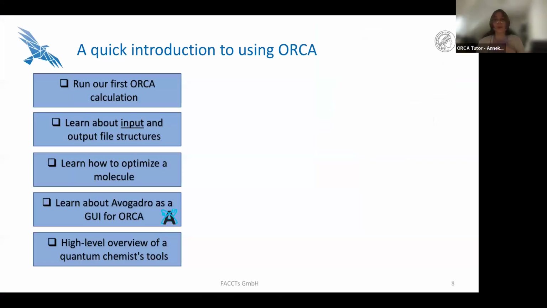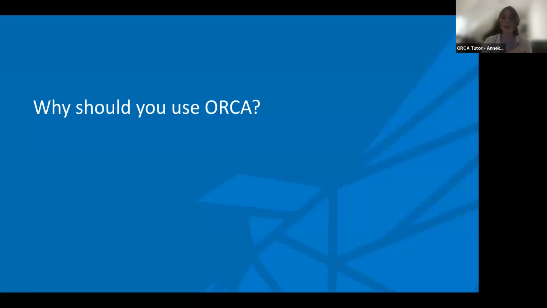Okay, what am I going to cover in the next 20 minutes? I'm going to show you how you can run your first calculation. We will learn a little bit about input and output file structures, and learn how to optimize a molecule, so how to run that type of calculation. So really, really basic. Learn how to use Avogadro as a GUI, which was already mentioned earlier as well. And then, particularly for the people who have never run a calculation at all, I will also give a high-level overview of the tools of the quantum chemists.